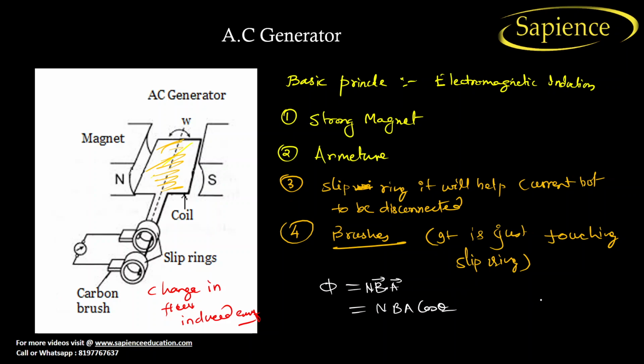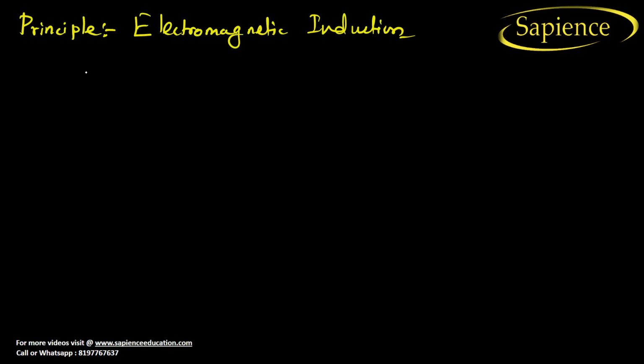Now we know that theta is the angle. Theta can be written as omega t. So in place of theta, we can write phi is equal to NBA cos omega t. So this is phi equal to NBA cos omega t.